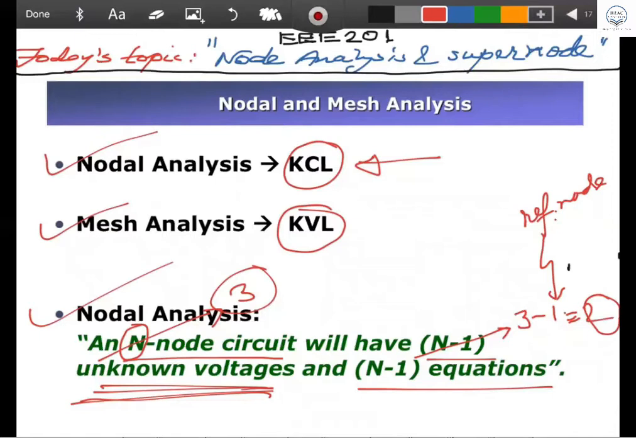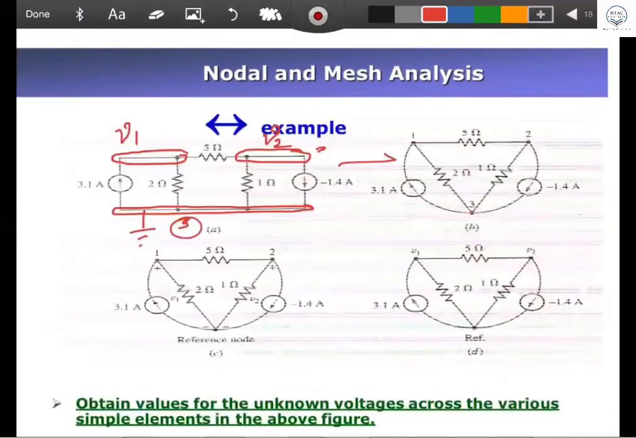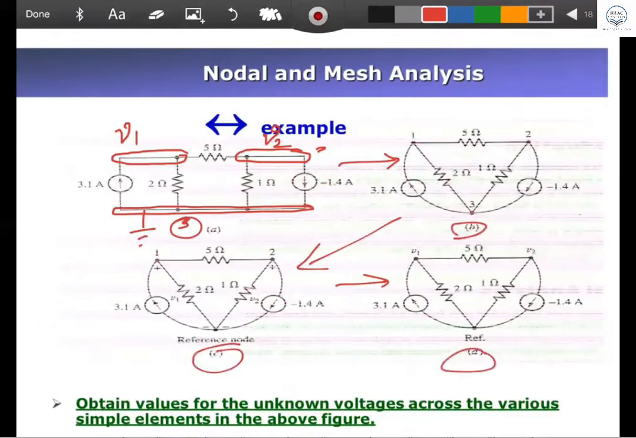In the circuit, this circuit actually can be converted into that, this circuit, that, this. All these circuits are the same. This is A, B, C, D. All these four circuits are the same, but they are represented in a different way. Now, this reference node is the number 3 node, which is the minus 1, and that's why we have V1 and V2, two unknown voltages.